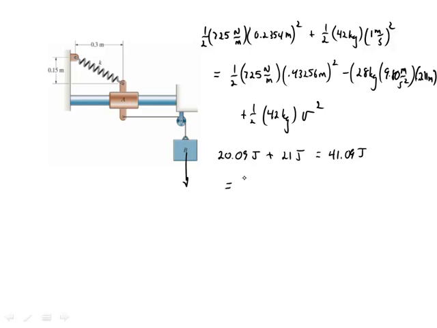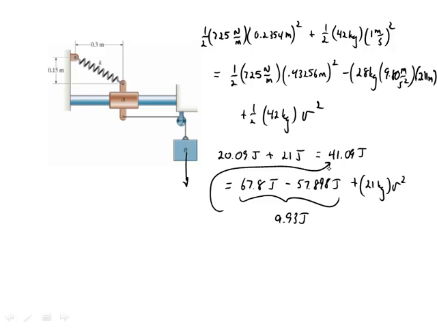And my spring is 67.8 joules minus 57.898 joules plus 21 kilograms times V squared. So this is going to be 9.93 joules. And I need to bring that to the other side. And I'm going to get 31.16 joules equals 21 kilograms times V squared. And so V is going to equal 1.22 meters per second. Now in part two, they want to know how far it falls before it stops.